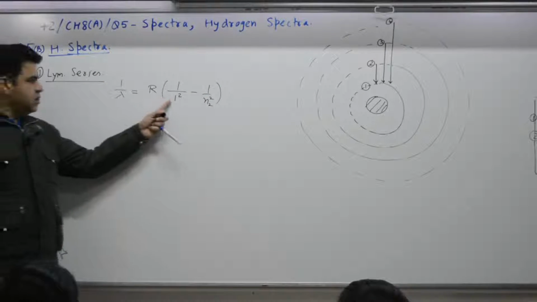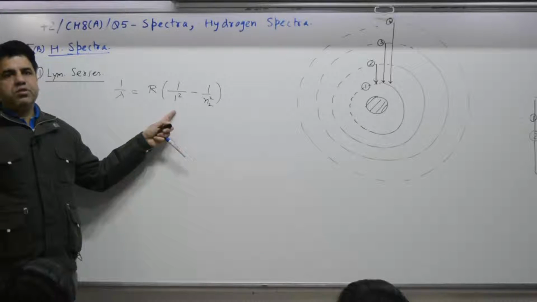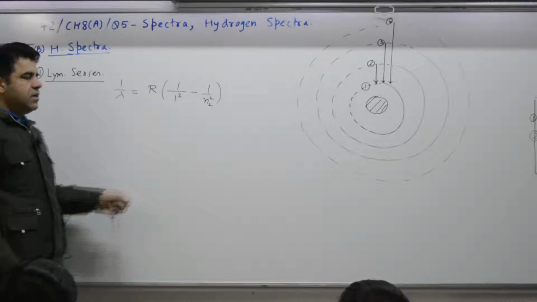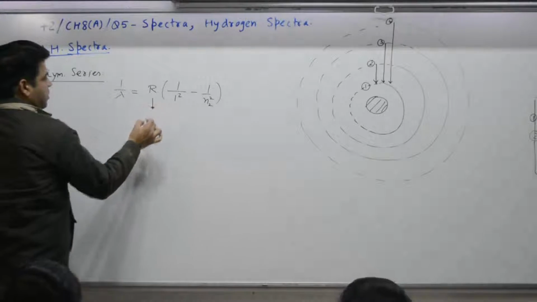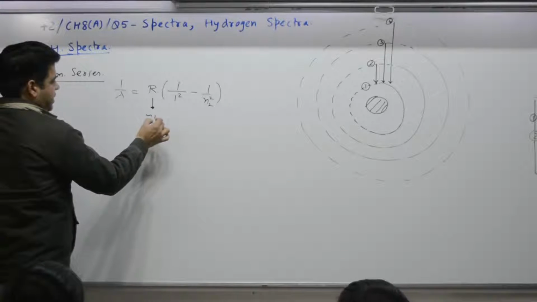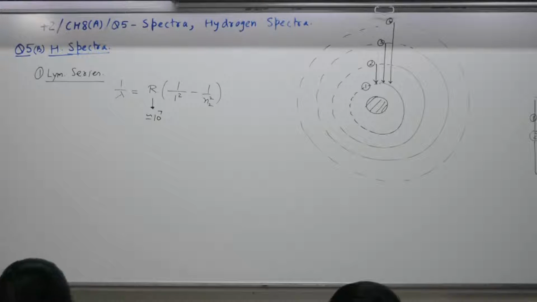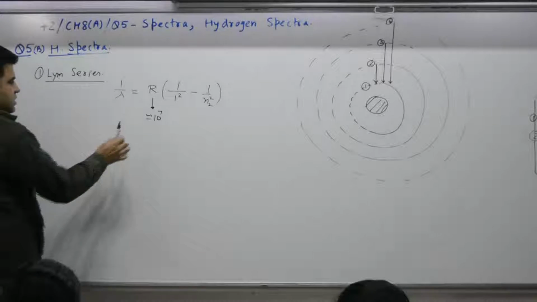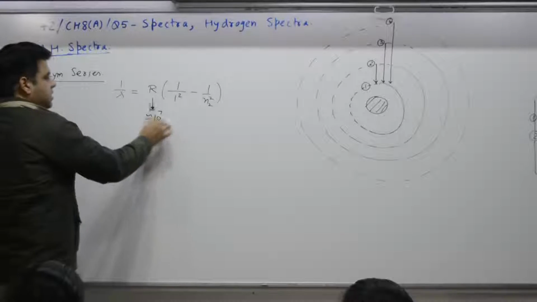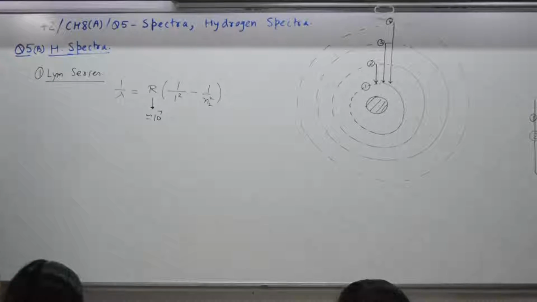When you put n is equal to 1 here, the series is the Lyman series. What is the value of R? Approximately 10 raised to the power 7. The order is 10 raised to the power 7.